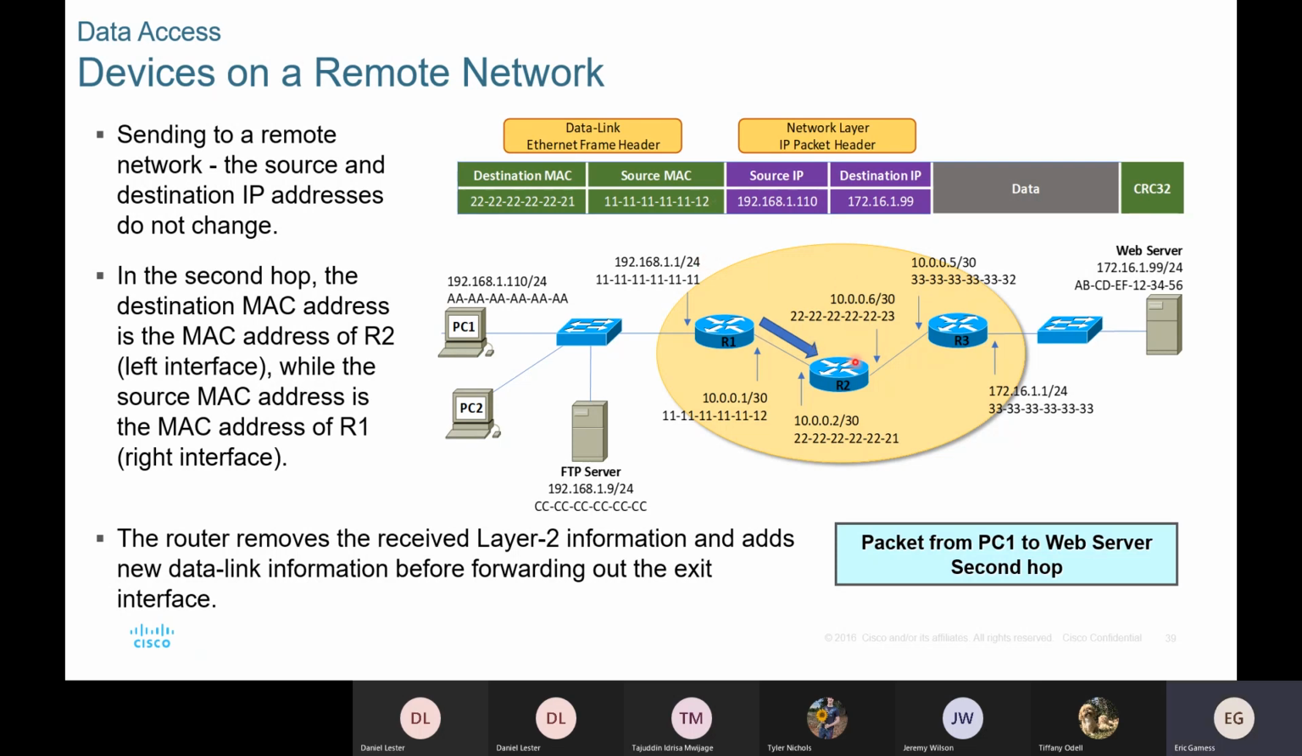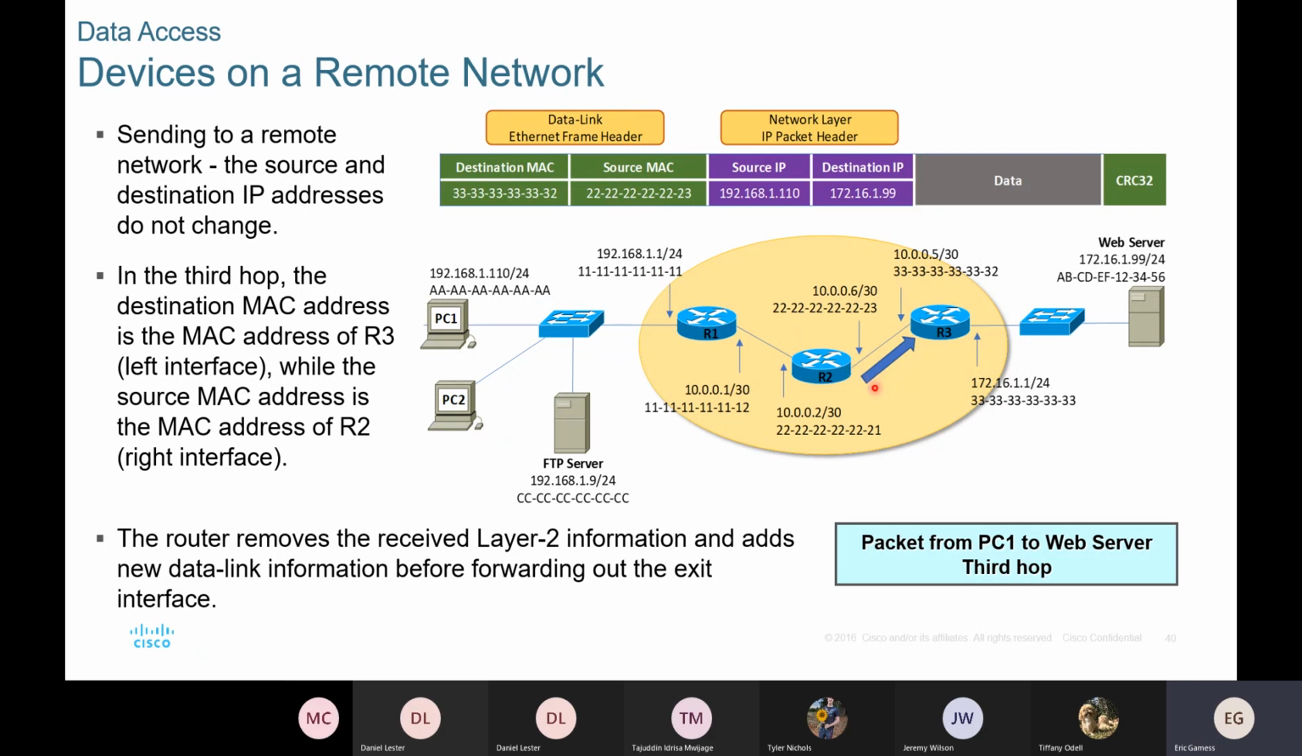Okay, let's see now the third hop from R2 to R3. So here we have the third hop. R2 is going to look at its routing table, and its routing table will say, if you want to reach the web server, which is this IP address, 172.16.1.99, you have to send the packet out this interface to R3, which is 10.0.0.5. This is what the routing table of R2 is going to tell R2.